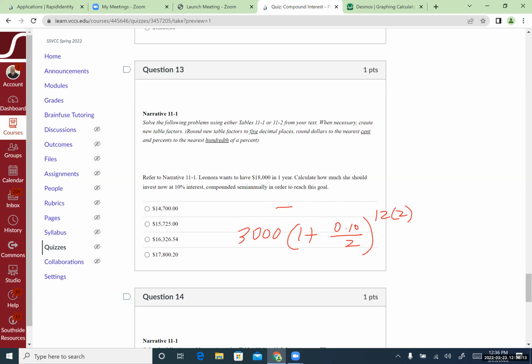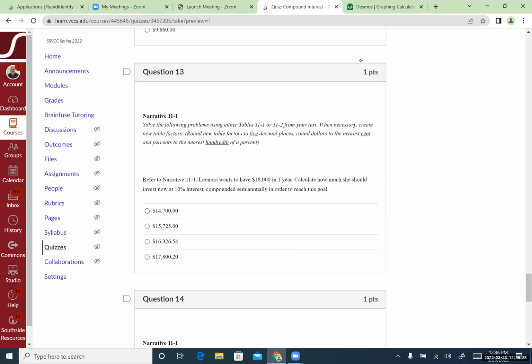This person wants to have 18,000 in 1 year. Calculate how much she should invest now at 10% interest compounded annually in order to reach this goal. Now we're looking for the principal, and we'll have to solve that. We want to end up with 18,000, so we want our amount to be 18,000. And we're going to eventually solve for that principal, how much that principal needs to be.